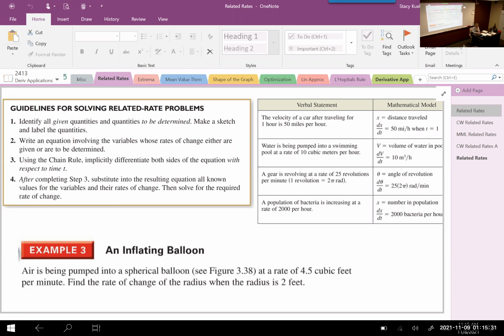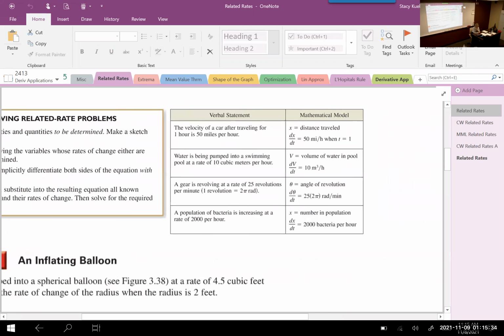Okay, and just some other information that we are looking at here. If the velocity of a car after traveling for 1 hour is 50 miles per hour, obviously that would be dx/dt, so 50 miles per hour, right? So you're always looking for the rate in the statements. And those are just a couple of examples of it. A gear is revolving at a rate of 25 revolutions per minute. So that's angular speed, right?